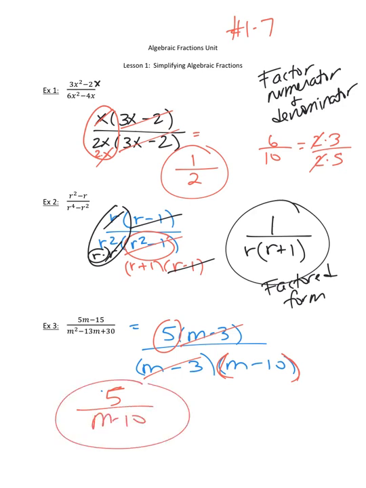If you want to put parentheses around the m minus 10, you can, but you don't have to. You could leave it like this, okay? But if you want to, you can put parentheses to show that 5 is not a factor of m minus 10. Okay, next.